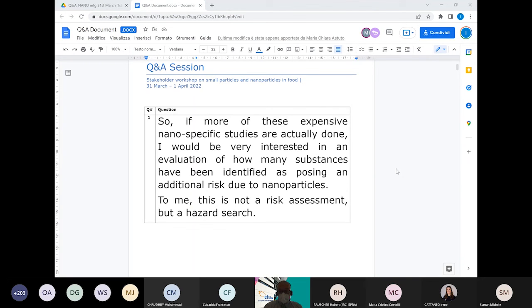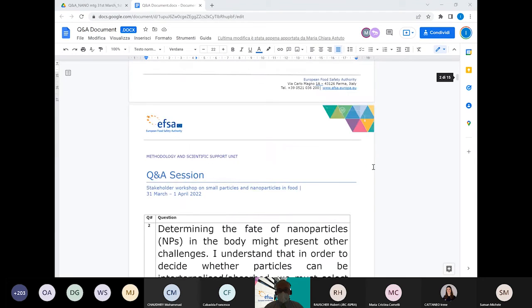It's not a hazard search, so we are not searching. We are ensuring that the risk assessments that we are conducting are covering all the elements, including this fraction that have different properties than the material that has been assessed before. And with that, I will pass to the next question.